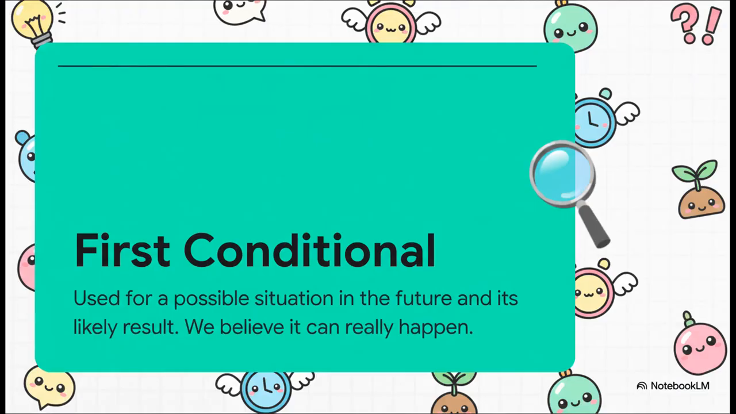So we use the first conditional when we're talking about a future situation that we think is very possible or very real. This isn't a rule or a scientific fact anymore. It's more like a plan, a prediction, or maybe even a warning about something that could really happen.